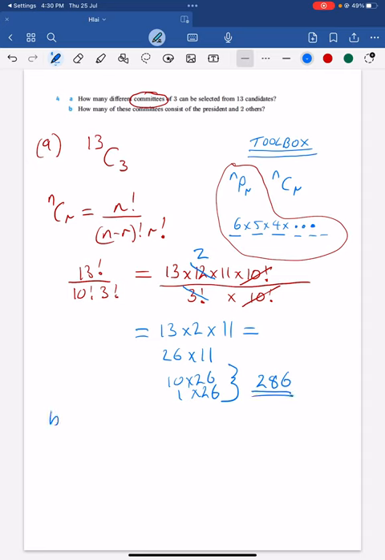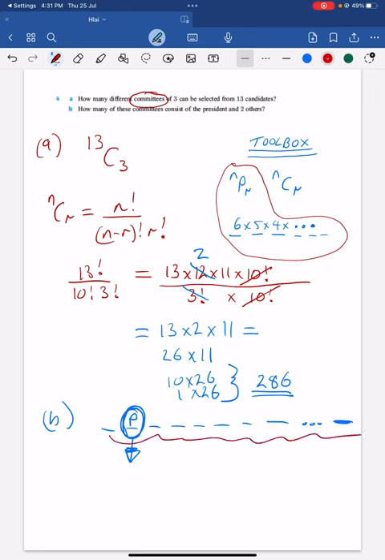And now part B. How many of these committees consist of the president and 2 others? Well, we've got to make certain assumptions here, right? That if we have 13 people, I think what it's saying is we'll designate one person as a president, and that person will come from the original 13. So somewhere in that line of 13 people, there's a president. And what we're saying is, how many different committees can we make with this specific person in it? And then we just have to choose 2 from the remaining group.